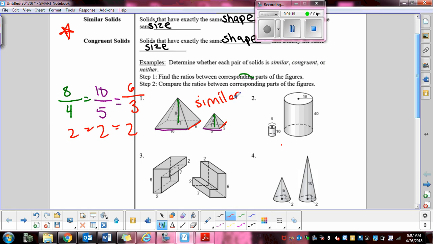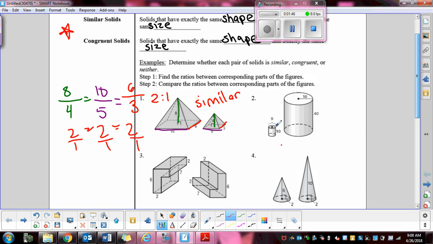So they're not congruent because they're not exactly equal. It's not 8 and 8, 10 and 10, 6 and 6. And it's not going to be neither. If you wanted a ratio, we would say 8 to 4 is 2 to 1. We would simplify it as 2 to 1, or 2 is the same as 2 over 1.